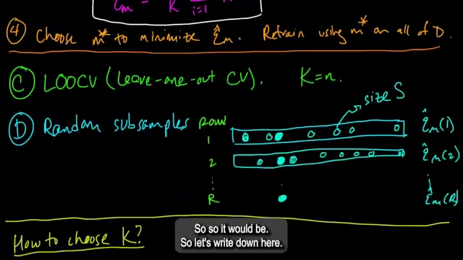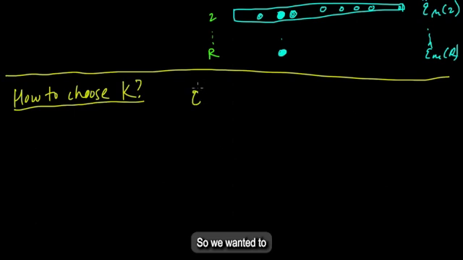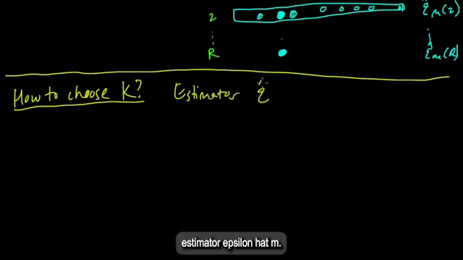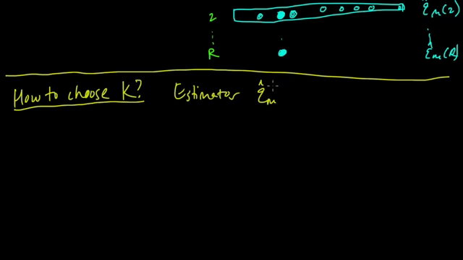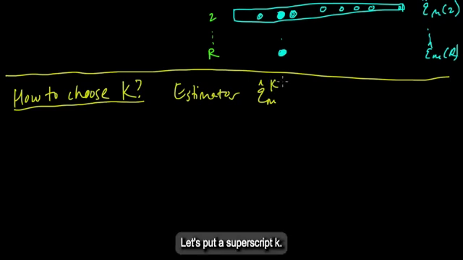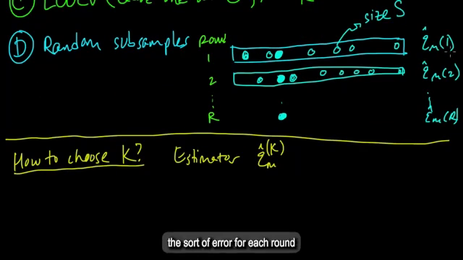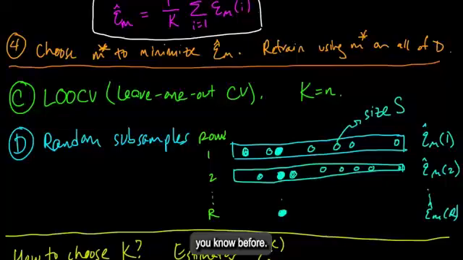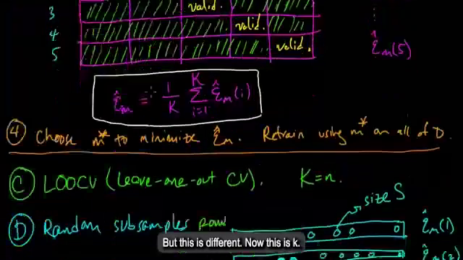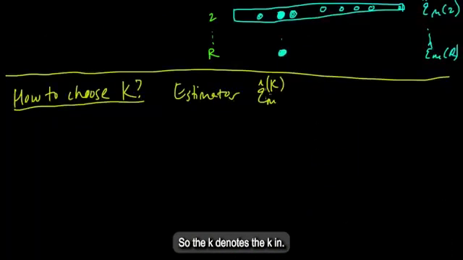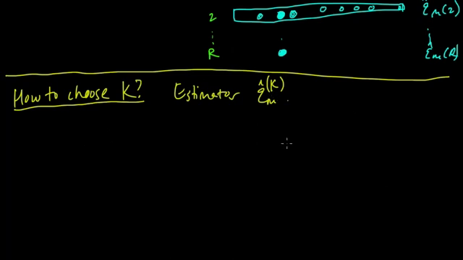So let's write down here. So what is this thing? We wanted to estimate this, so we constructed an estimator epsilon hat m, and let's put a superscript k. Before I was using this to denote the error for each round, but this is different. Now the k denotes the k in k-fold cross-validation. So it's an estimator of epsilon m.